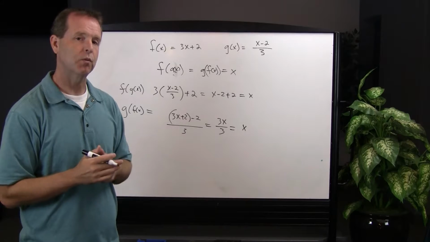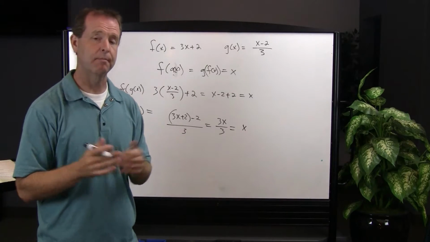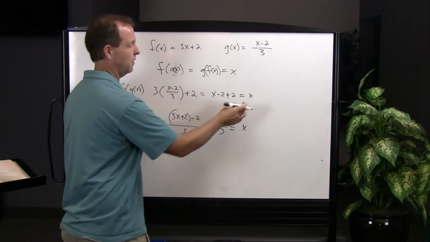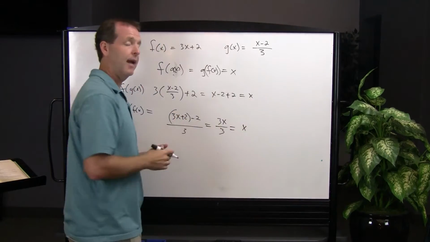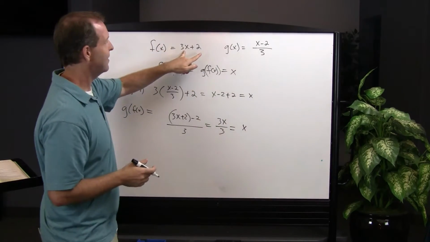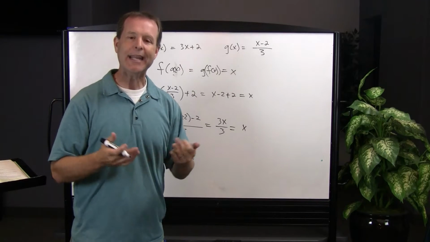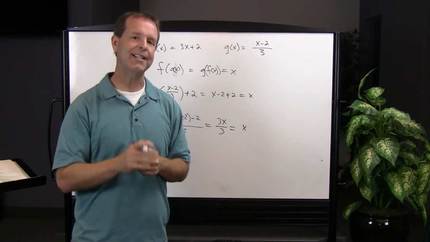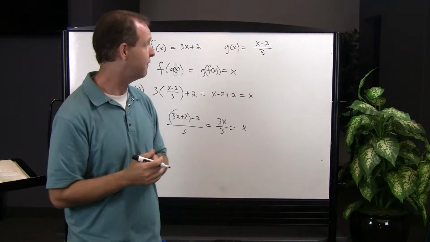So as you notice, when I take the composites of both these functions in both directions, they both reduce down to x. And when that's the case, I can say that these original two functions are inverses of each other. And that's the test to find out if two functions are inverses.